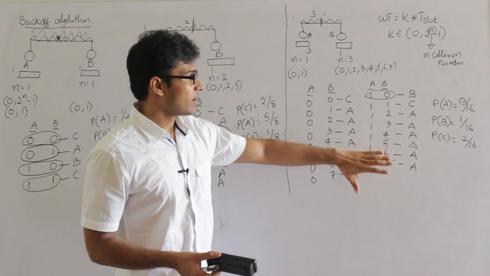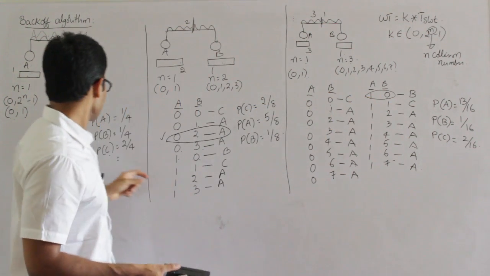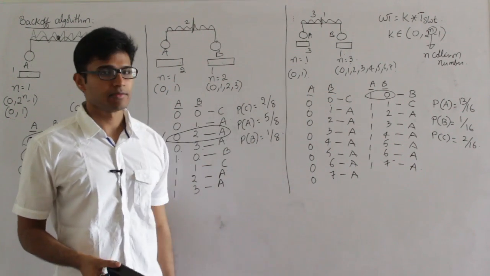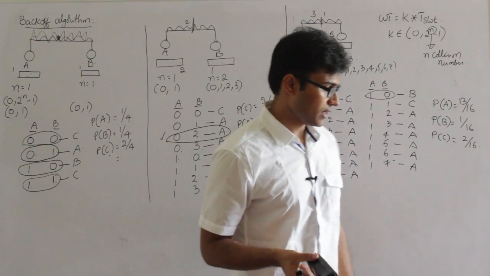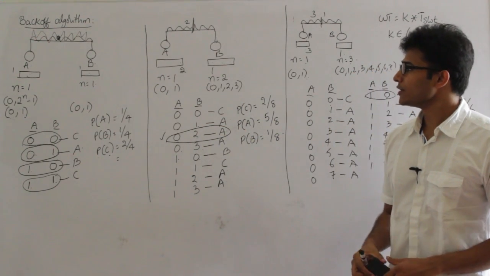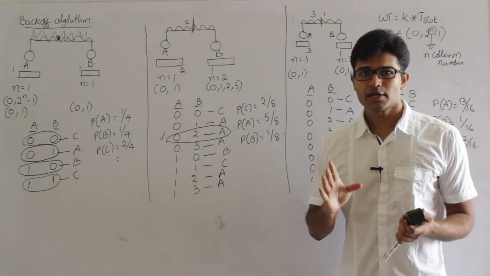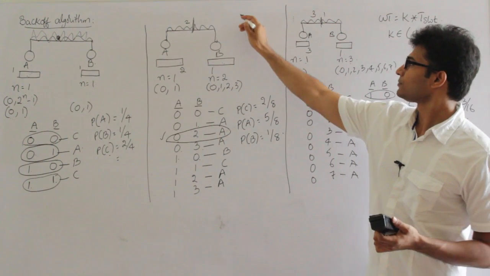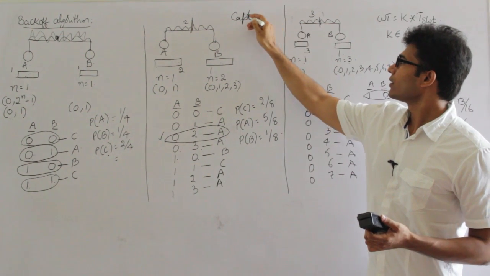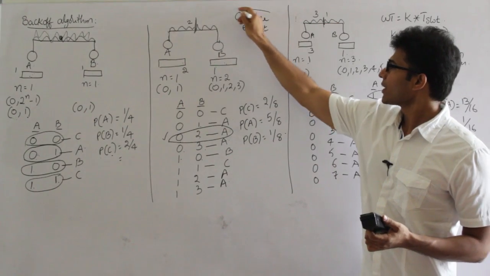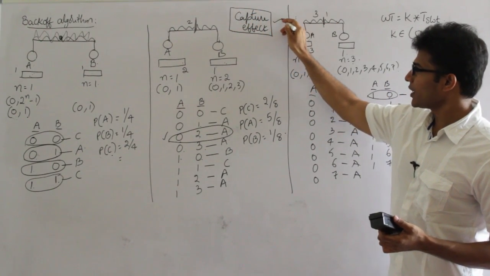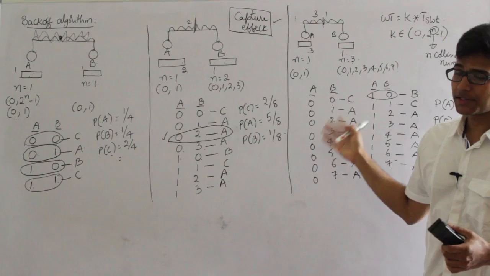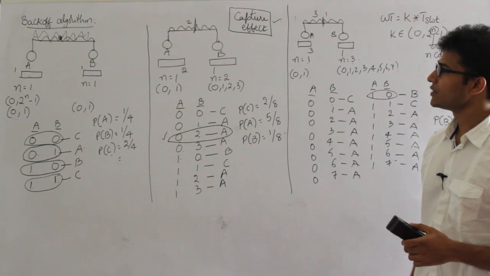So the reason is simple. The probability is initially 1/4 and then 5/8 and then 13/16, right? You should keep one thing in mind. There is a disadvantage of the back-off algorithm: if one station wins one time, it will keep on winning many times, right? This is also called the capture effect. The capture effect is, if a station wins a collision one time, then its probability of winning successive collisions is going to increase exponentially. Okay, that is the disadvantage of this back-off algorithm.